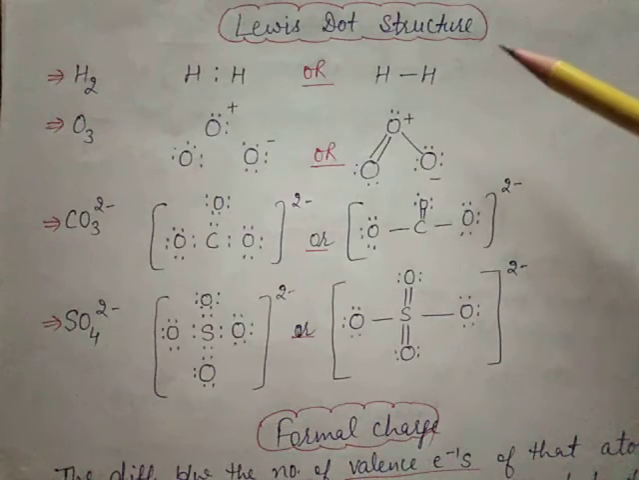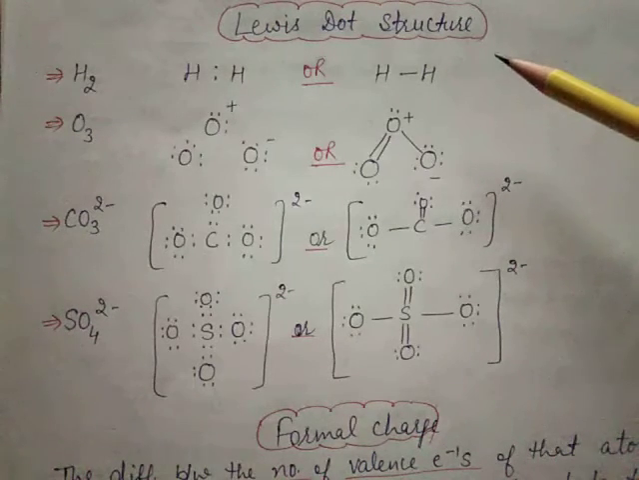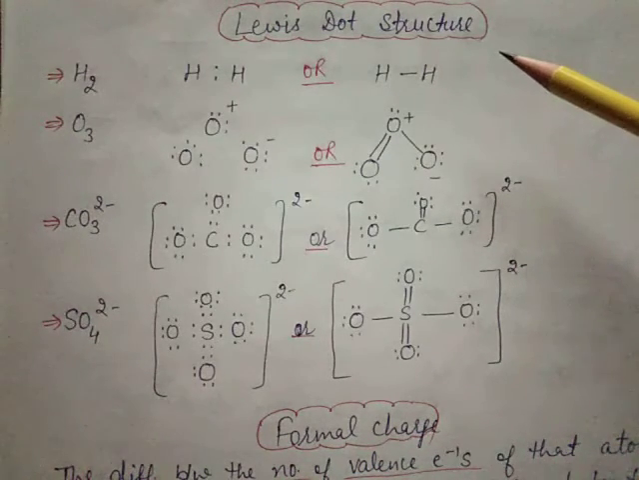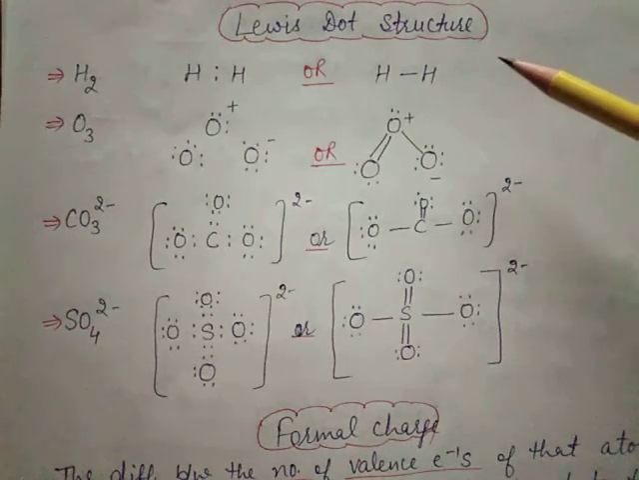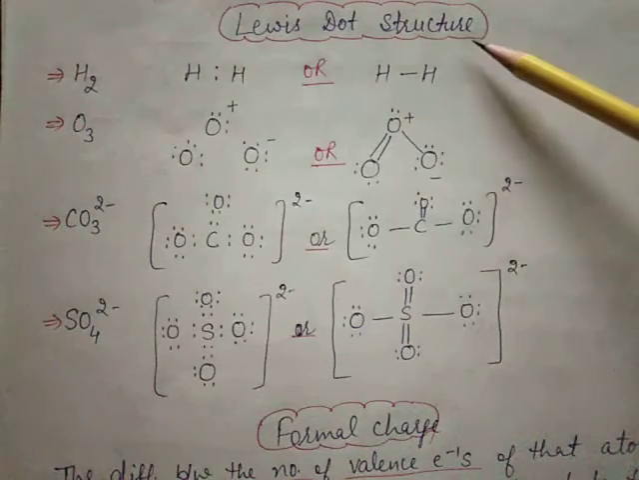These structures give information about the picture of bonding in molecules and ions in terms of the shared pair of electrons and the octet rule. This is called the Lewis dot structure.